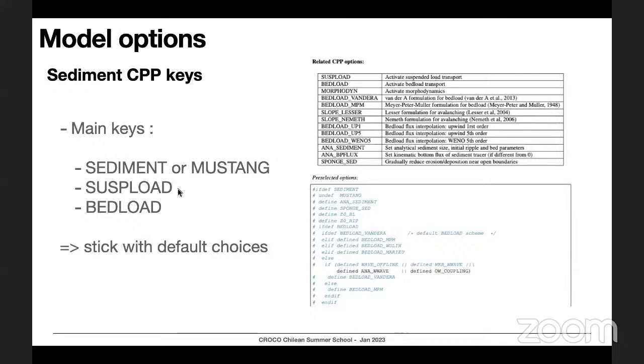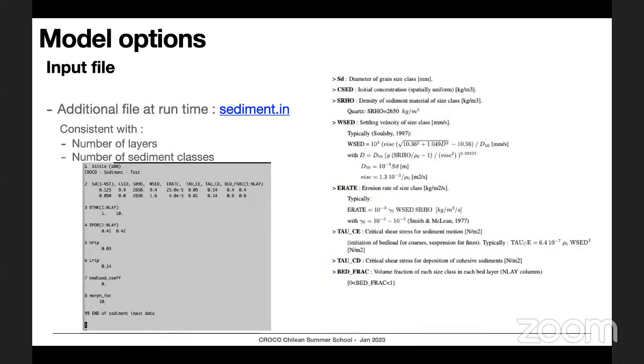And then you have to choose if you want to use suspended load, so transport in the water column, or bed load, or the two. Usually you will use at least the transport in the water column and eventually some bed load. Then you've got a lot of different options corresponding to the different parameterizations for bed load, and to the morphodynamics, kind of different stuff. But for this, I would advise to stick to the default choice.